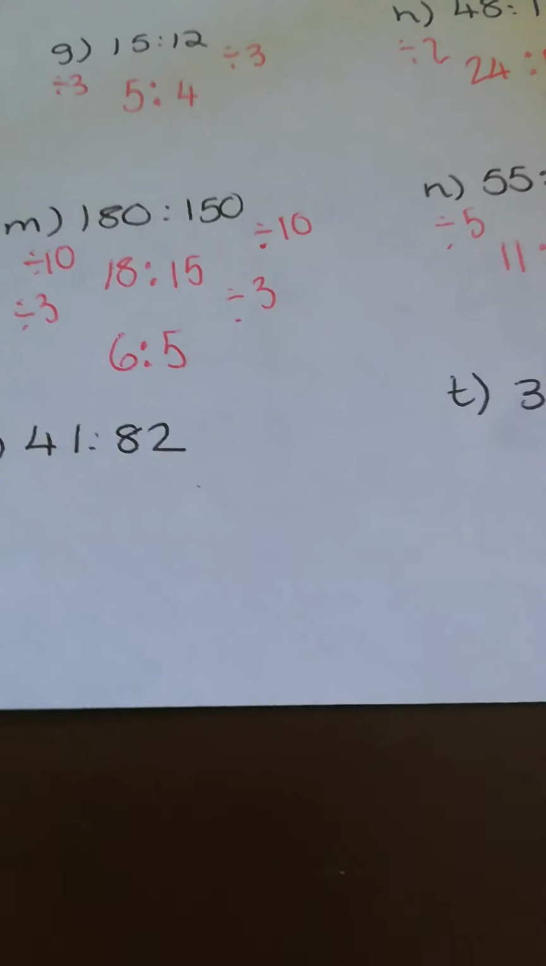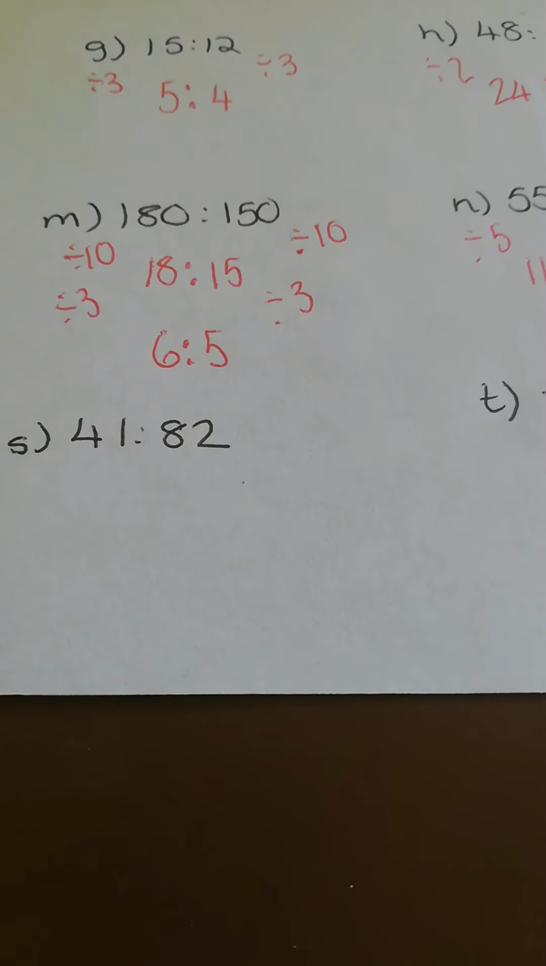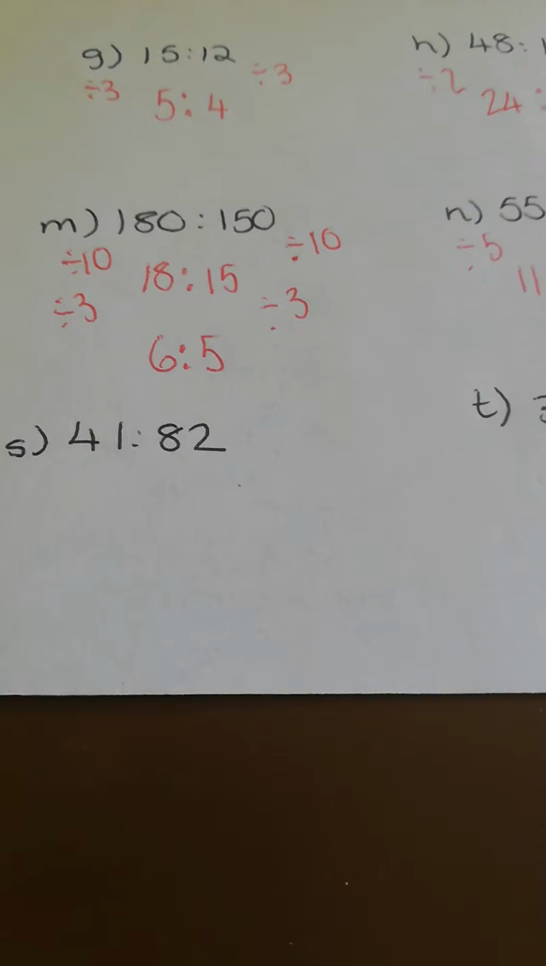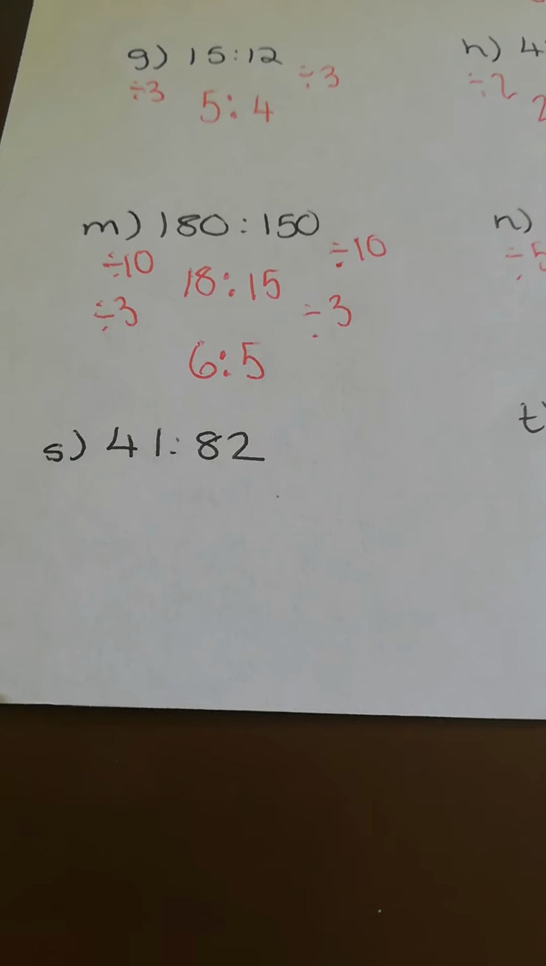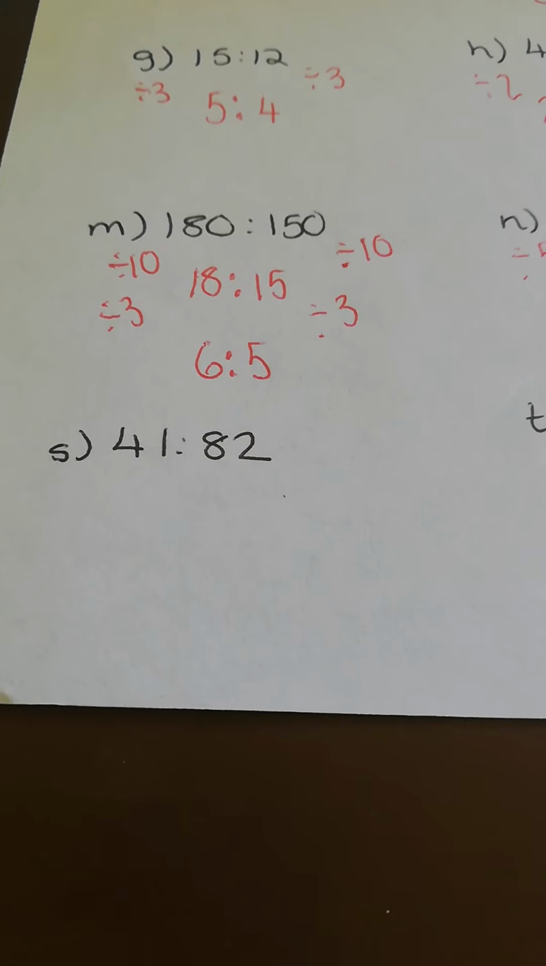Last 3 are definitely a wee bit trickier. The numbers are a little bit bigger. We might need more than one step here. In S, 41 and 82. This is a tricky one. 82 is even, so we could have divided it by 2, but 41 isn't, so we can't.